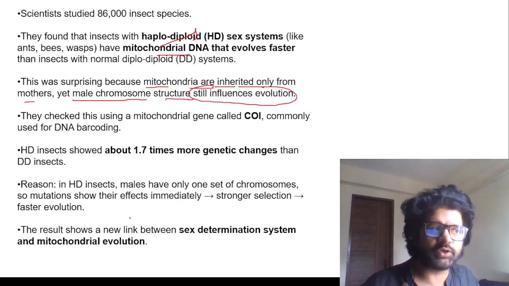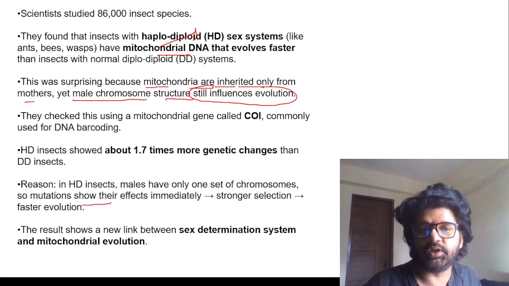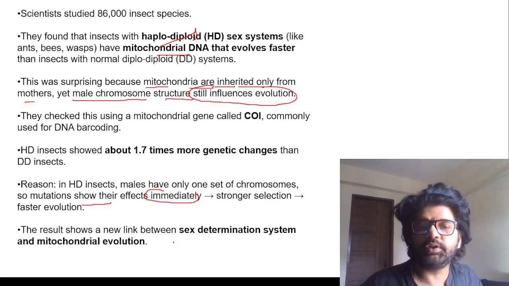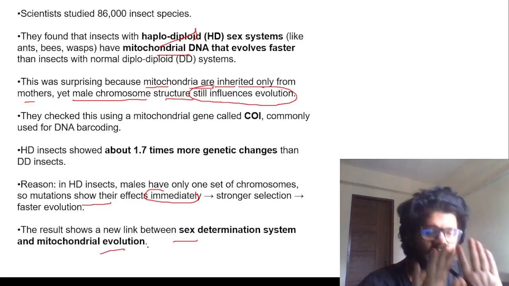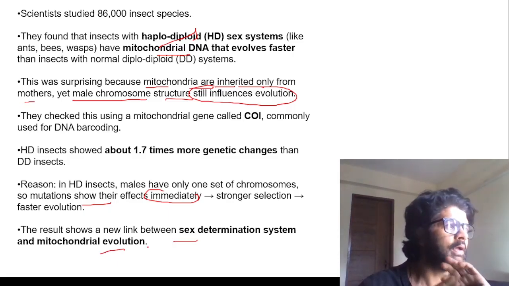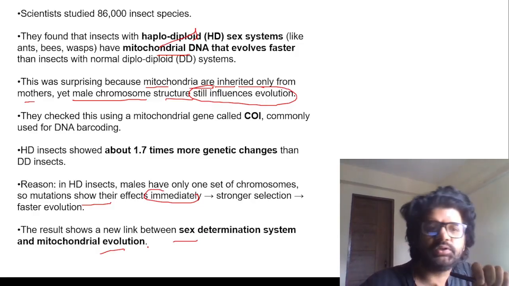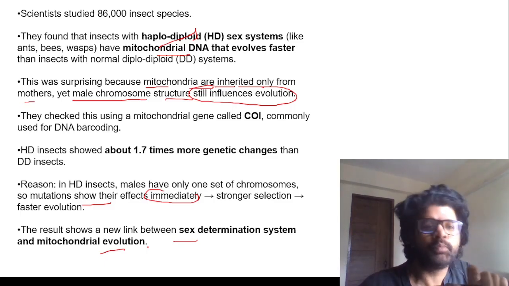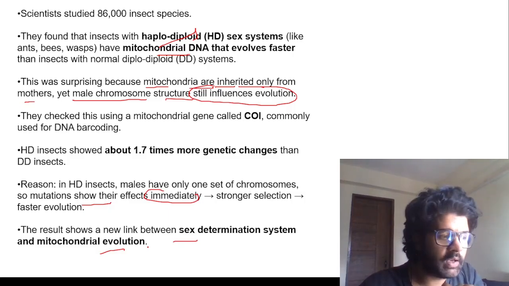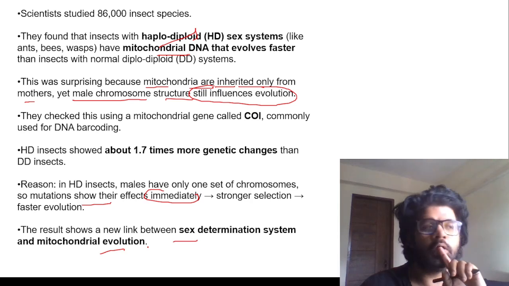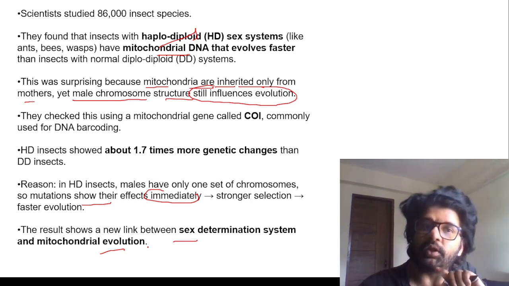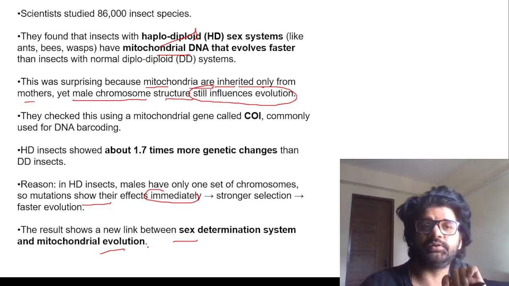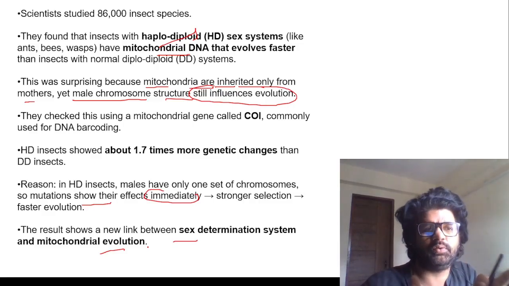In the haplodiploid system, since males have only one set of chromosomes, mutation changes in DNA show their effect immediately because they don't have a second copy to choose from, unlike the diplodiploid system where males have two sets of chromosomes. So there is a link between the sex determination system and mitochondrial evolution. In simple terms, you may feel that since we take mitochondria from our mother, changes in our father's chromosomes will not impact our mitochondria much, but in the haplodiploid system they do. Ideally, males should not have anything to do with mitochondrial evolution, but it does impact certain things in the haplodiploid system, and that's why these ants, bees, wasps are complex.